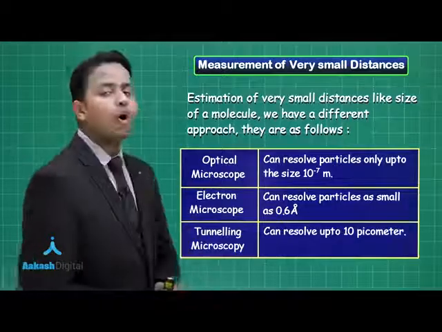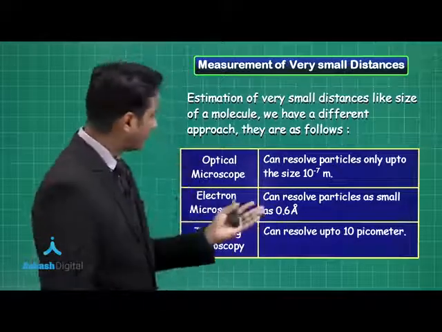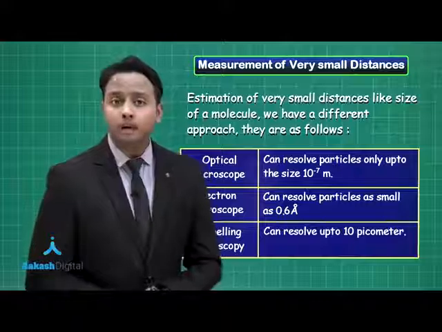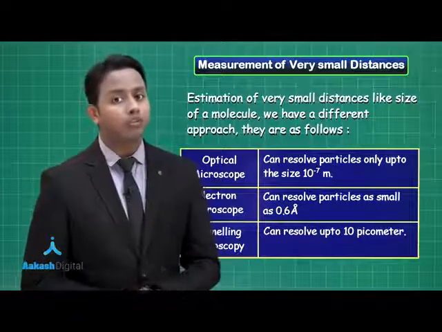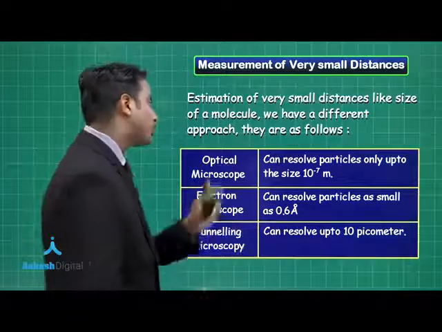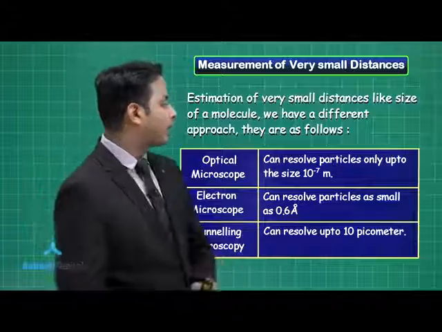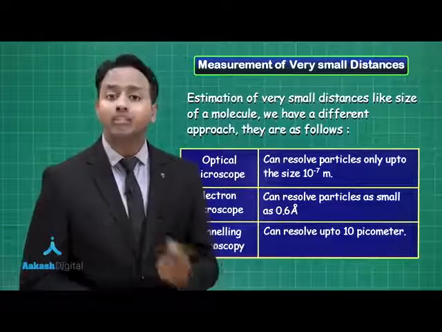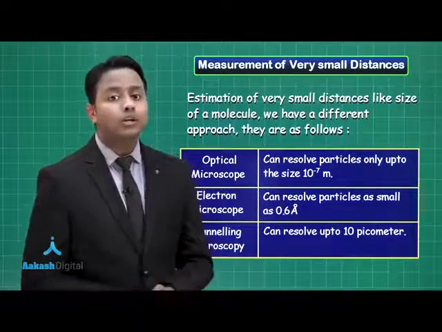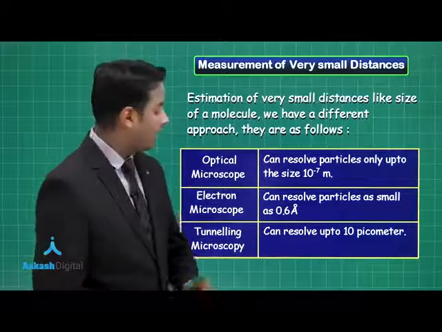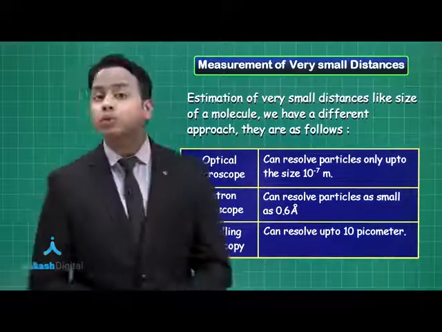The first is the optical microscope. Now, the details of the optical microscope you are going to see in the chapter of light in your syllabus. So, an optical microscope can resolve particles up to the size of 10 to the power minus 7 meter. Still, we are not able to reach the molecular level. The next is the electron microscope.